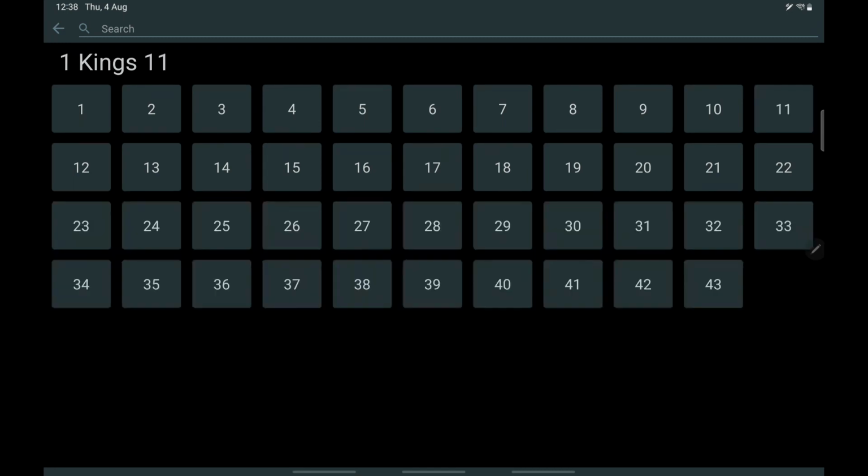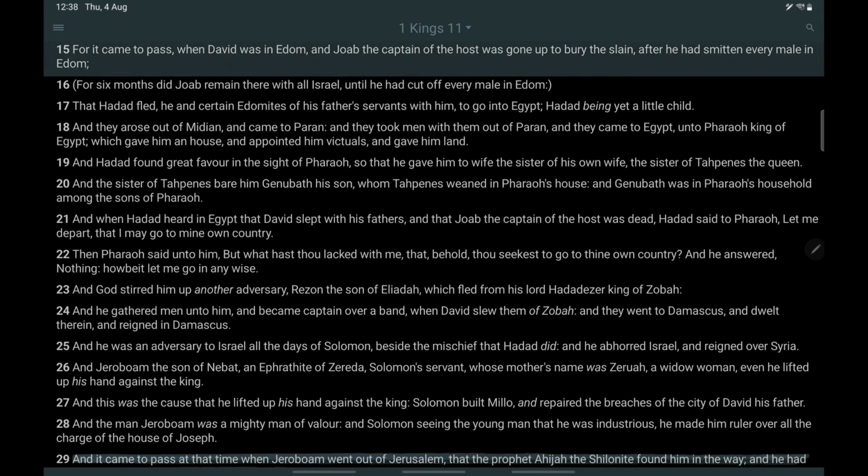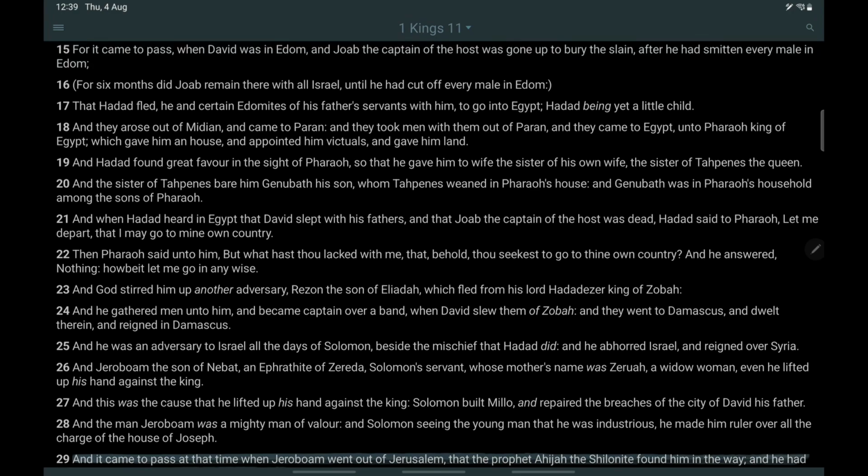For it came to pass, when David was in Edom, and Joab, the captain of the host, was gone up to bury the slain, after he had smitten every male in Edom. For 6 months did Joab remain there with all Israel, until he had cut off every male in Edom. That Hadad fled, he and certain Edomites of his father's servants with him, to go into Egypt, Hadad being yet a little child. And they arose out of Midian and came to Paran, and they took men with them out of Paran, and they came to Egypt, unto Pharaoh king of Egypt, which gave him an house, and appointed him victuals, and gave him land.